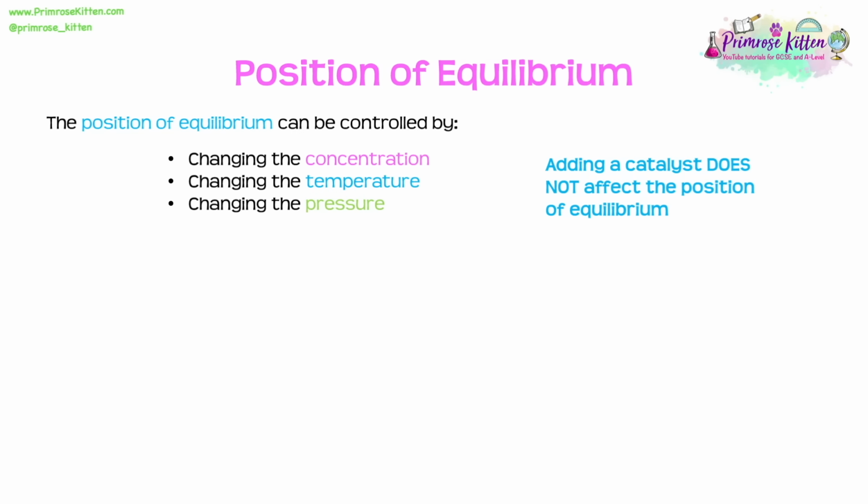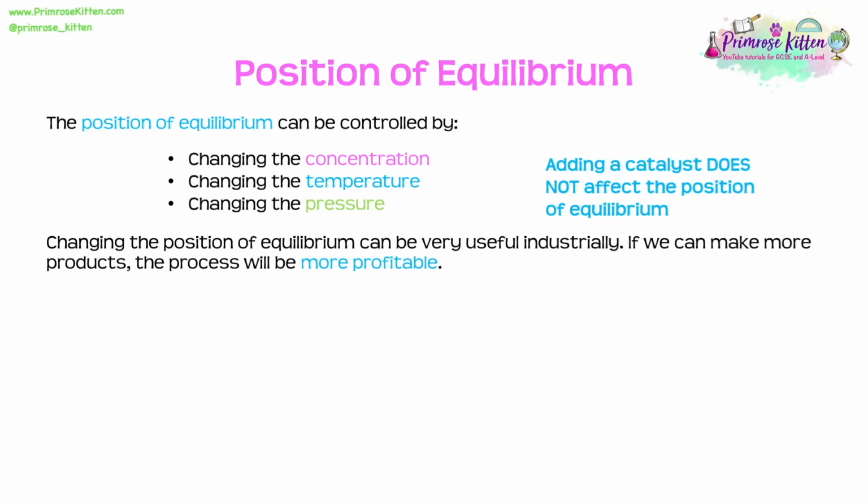Now, this whole process of changing the position of equilibrium can be very useful for industrial processes where we're trying to make a certain product. The reason for this is if we can shift the equilibrium in the position of that product that we desire, we're going to be able to make our process more profitable.